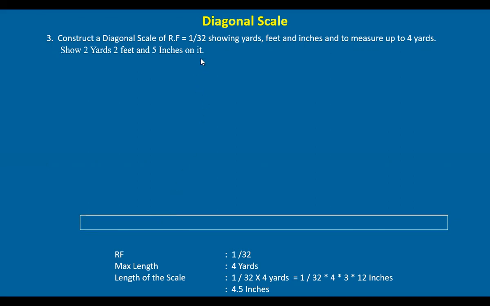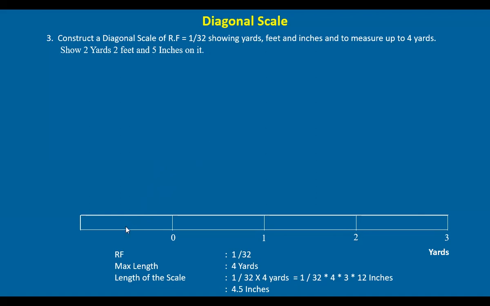And now divide this into how many parts? Yards, 4 yards. This is representing 4 yards. So we take 4 yards here. Divide into 4 parts. Name them as 0, 1, 2, 3. Each division indicates 1 yard. Now, on the left side also, this length indicates 1 yard.